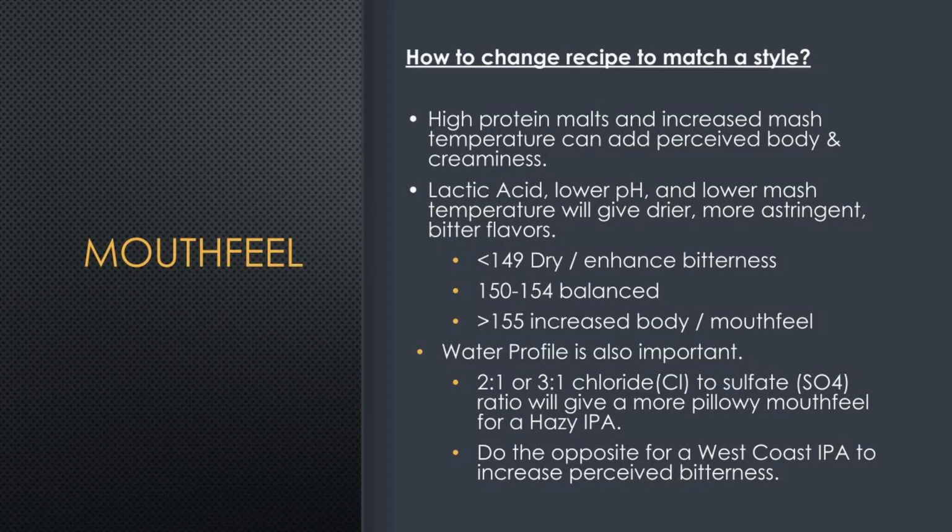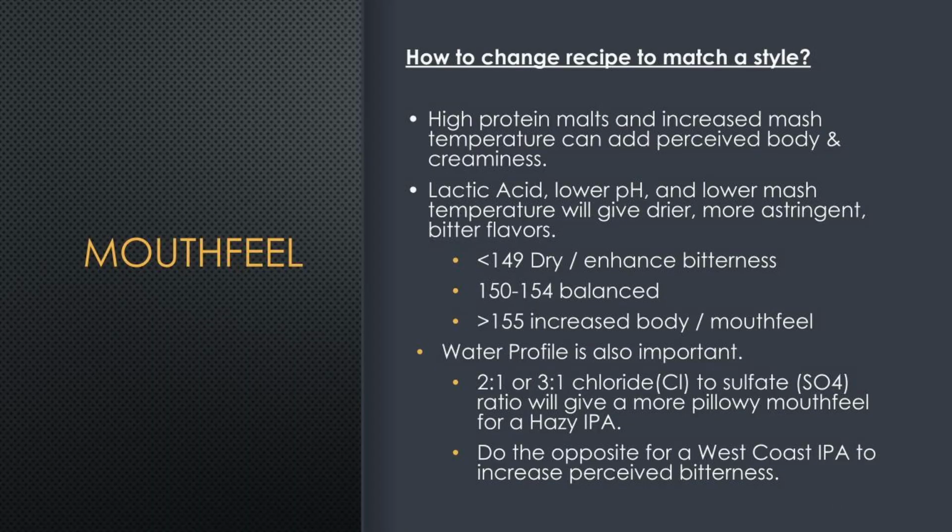So how do we change that recipe in order to match a style? Well, you go for those high protein malts and increased mash temperature. So those high protein malts and increasing mash temperature can add to that perceived body and creaminess if that's what's required. And also lactic acid or lowering that pH or lowering the mash temperature will enhance the dryness, more astringent, or enhance those bitter flavors if it's like an IPA or a Pilsner, for instance. Again, we talked about that mash temperature and why that's important. It's also important for mouthfeel.